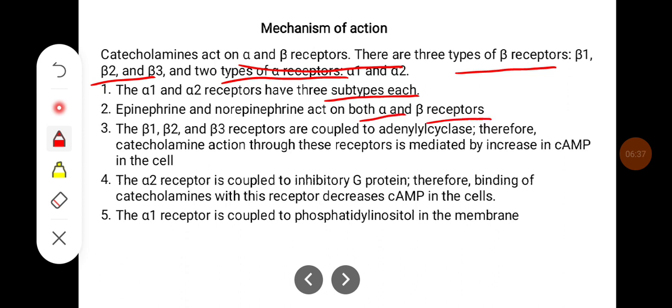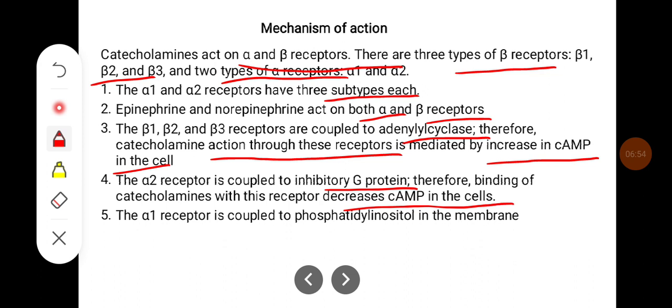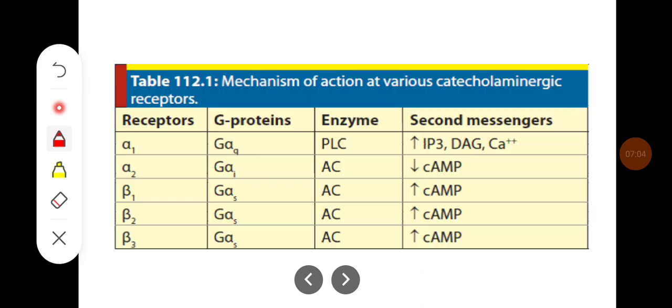The beta 1, beta 2, and beta 3 receptors are coupled to adenyl cyclase. Therefore, catecholamine action through these receptors is mediated by increasing the cyclic AMP in the cell. Alpha 2 receptors are coupled with inhibitory G protein. Therefore, binding of catecholamines with these receptors decreases the cyclic AMP in cells. The alpha 1 receptor is coupled to phosphatidyl inositol in the membrane. So these are the mechanisms of action of various catecholaminergic receptors.